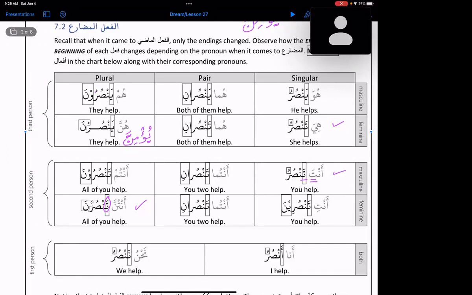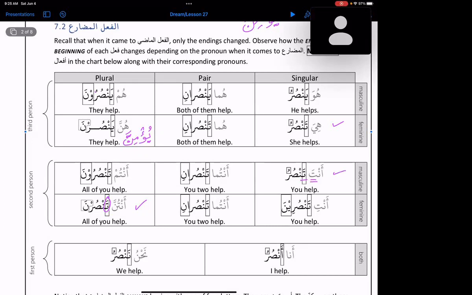Antuma, we know this is dual, so we are just adding alif noon at the end. For plural, we are adding waw noon. So this is basically the rule we should remember. For a pair, what are we going to add at the end? Alif noon. The beginning can be different, right? For huma it is ya.